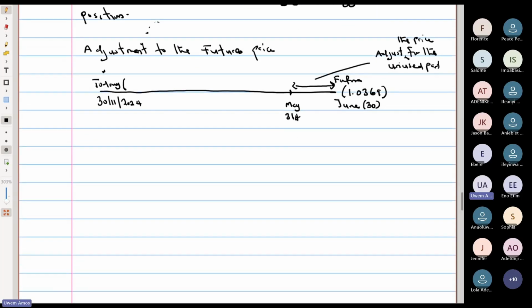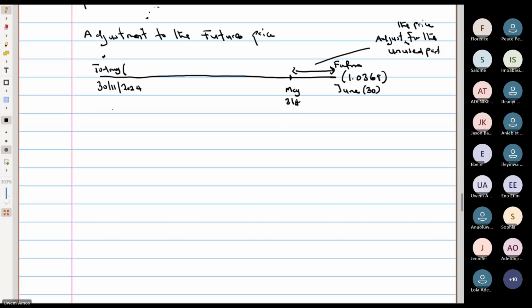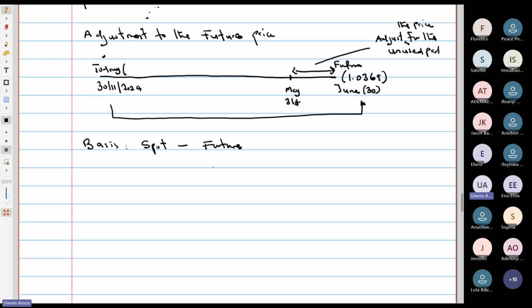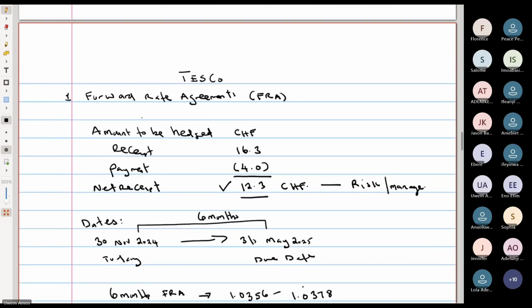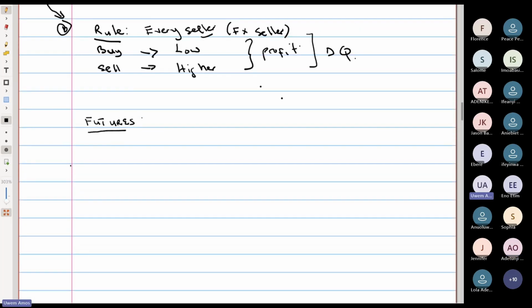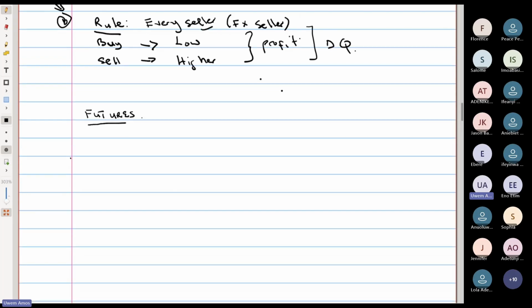So let's do that quickly. First thing first, what is the difference between the price now and the price on June 30th? That is what is referred to as basis. What is the difference between the price now, which is the spot rate, minus the futures? The futures is 1.0369. The price now is the spot rate. So what is our spot rate? We agreed that it is the lower rate that is applicable for our transaction.